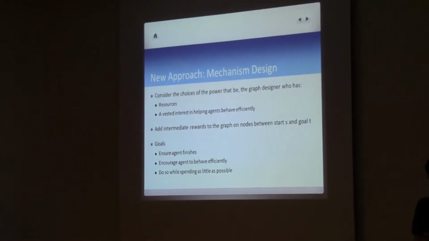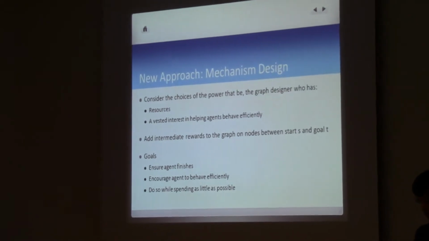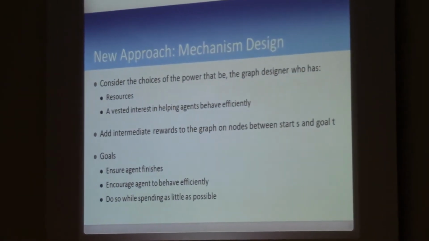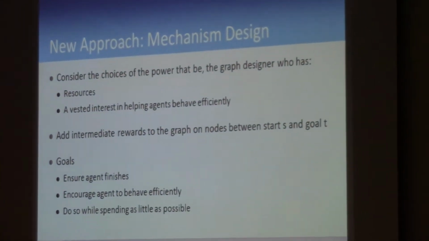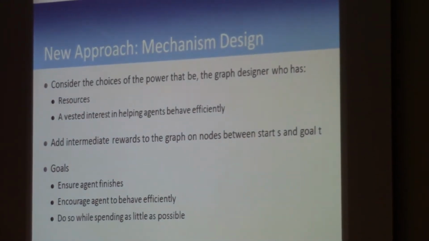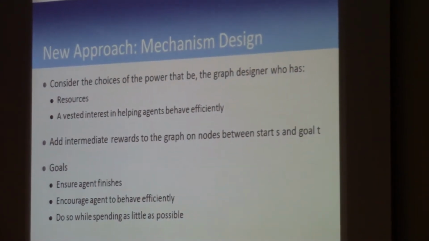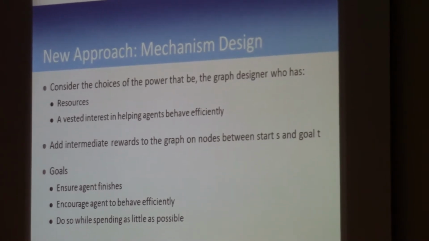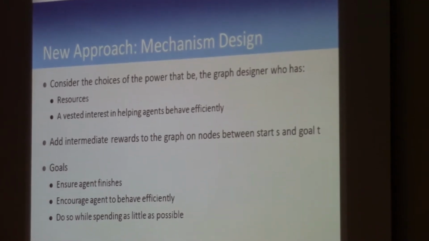Suppose that we, the graph designer, have resources at our disposal with which to issue rewards, and we want agents to actually do the right thing, to take the minimum cost path through this graph. Suppose we can add intermediate rewards to the graph, so we can say, okay, if you take these actions, get to the state, we'll give you this reward.